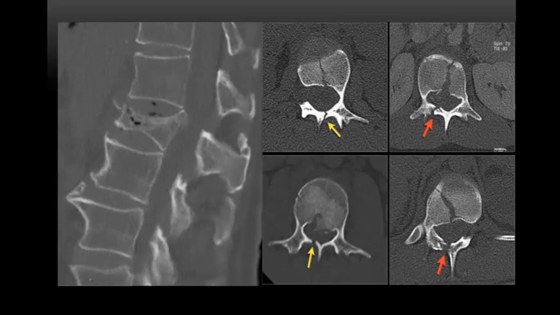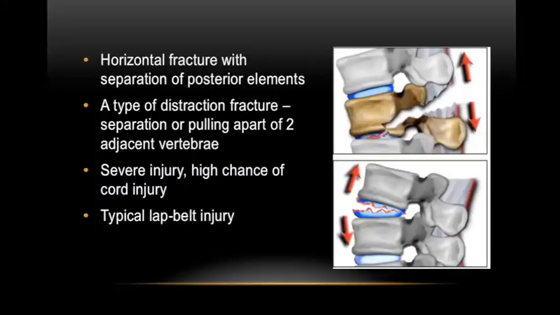So not all the time, but sometimes you can have it. Some people say if it involves posterior elements, it becomes a chance fracture. No, chance fracture is different, right? Okay, this is chance fracture. Chance fracture is a horizontal fracture with separation of posterior elements.